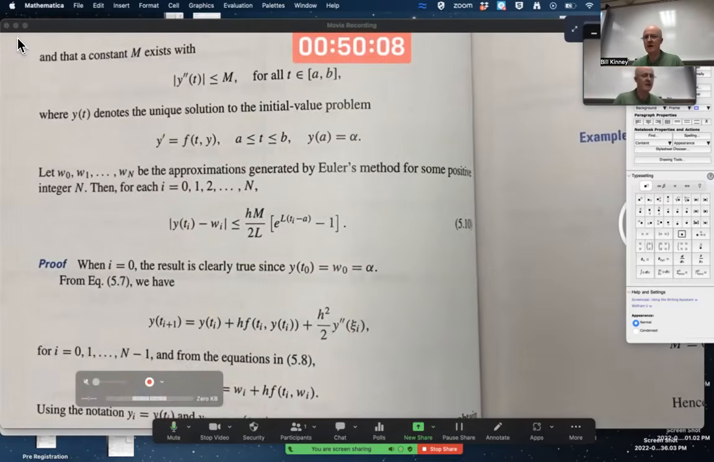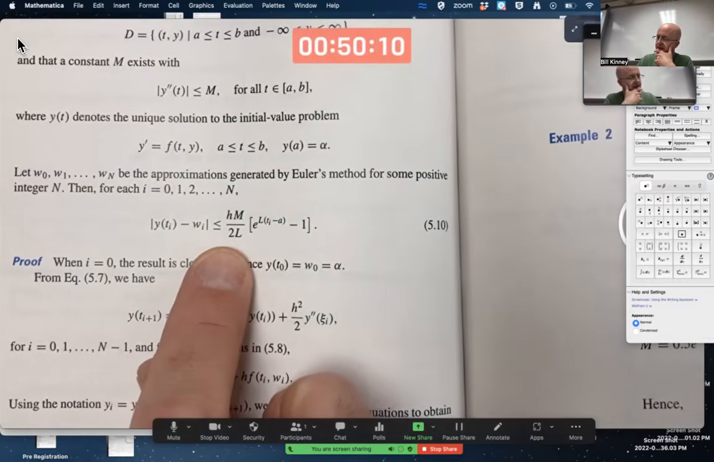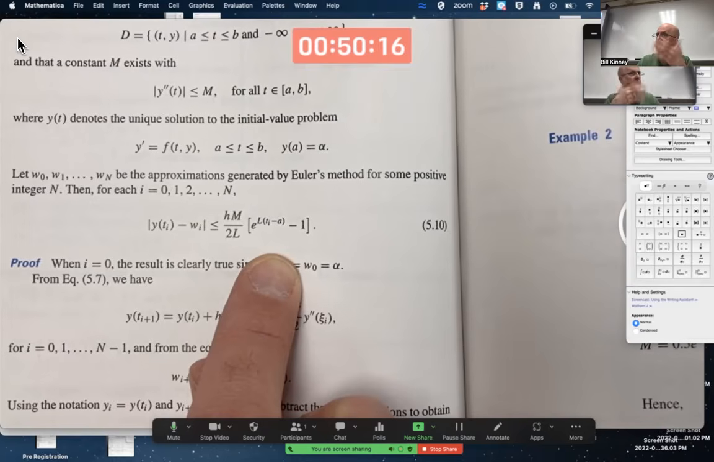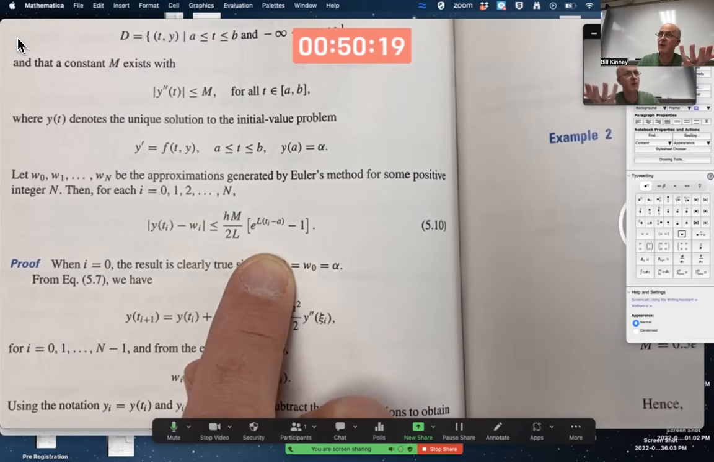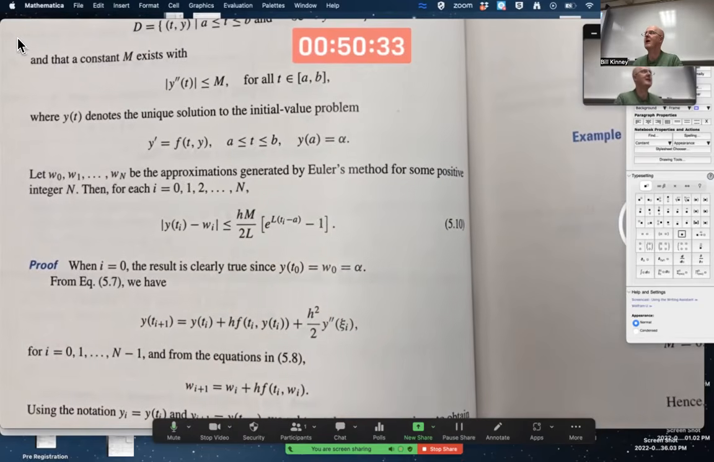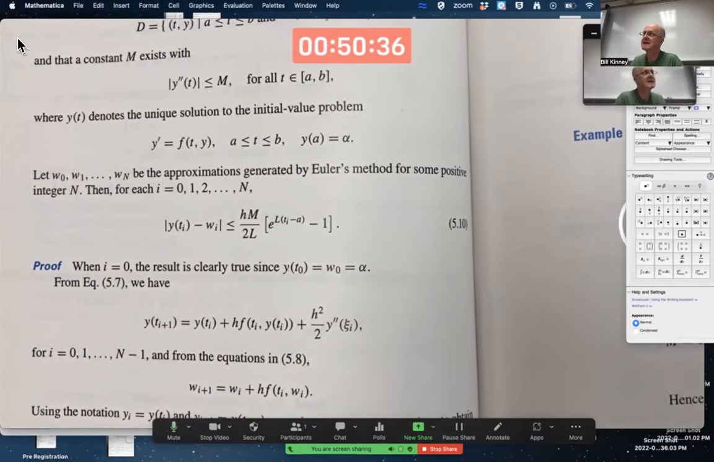Probably the most important thing about this, though, is the fact that this upper bound is linear in h. So as h gets cut in half, the upper bound gets cut in half. As h gets multiplied by 1/10, the upper bound gets multiplied by 1/10. Big O of h, you might say, as h goes to 0. Euler's method is a first order method. The Taylor method of order 2 is a second order method.